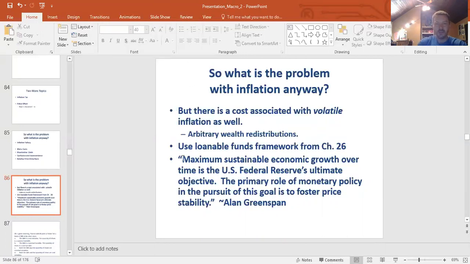So look at this quote. This is from Alan Greenspan, who was the Fed chair from 87 through 06. Alan Greenspan was Fed chair when I was in college, for example. So I used to hear a lot about Alan Greenspan when I was coming of age.